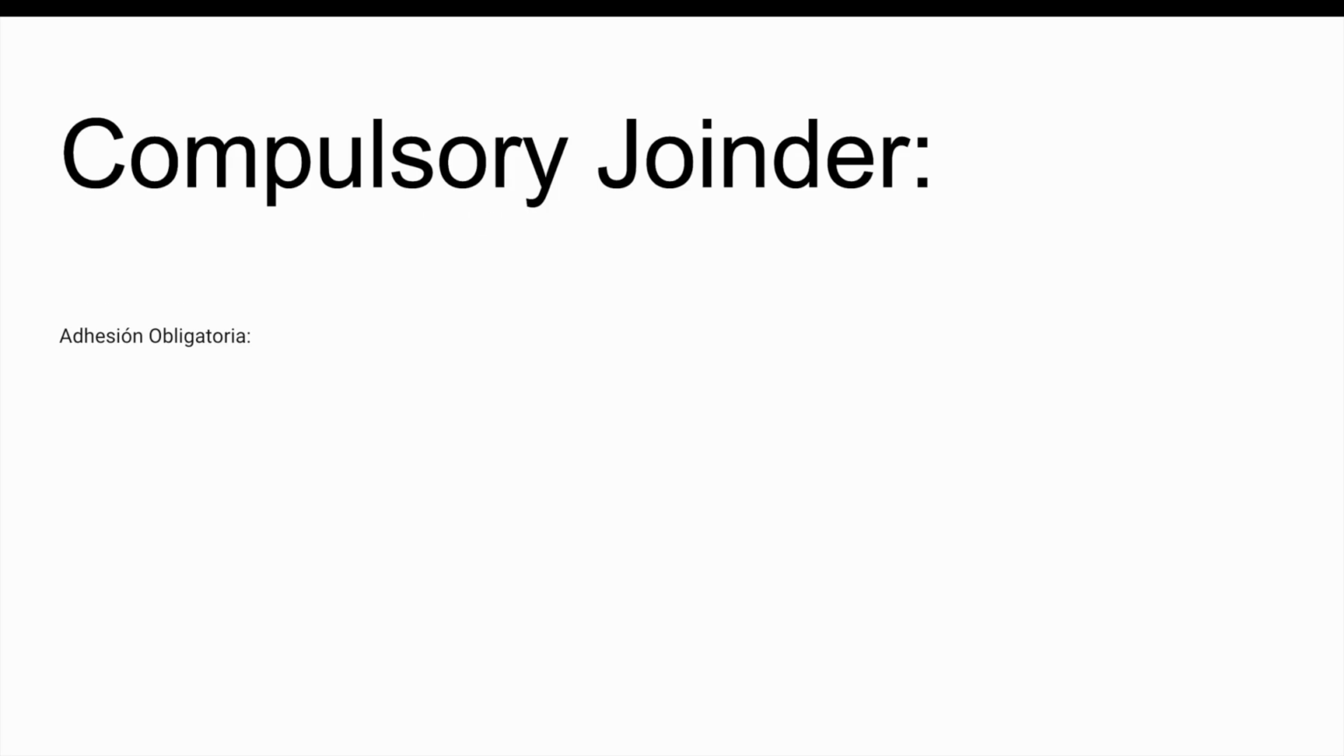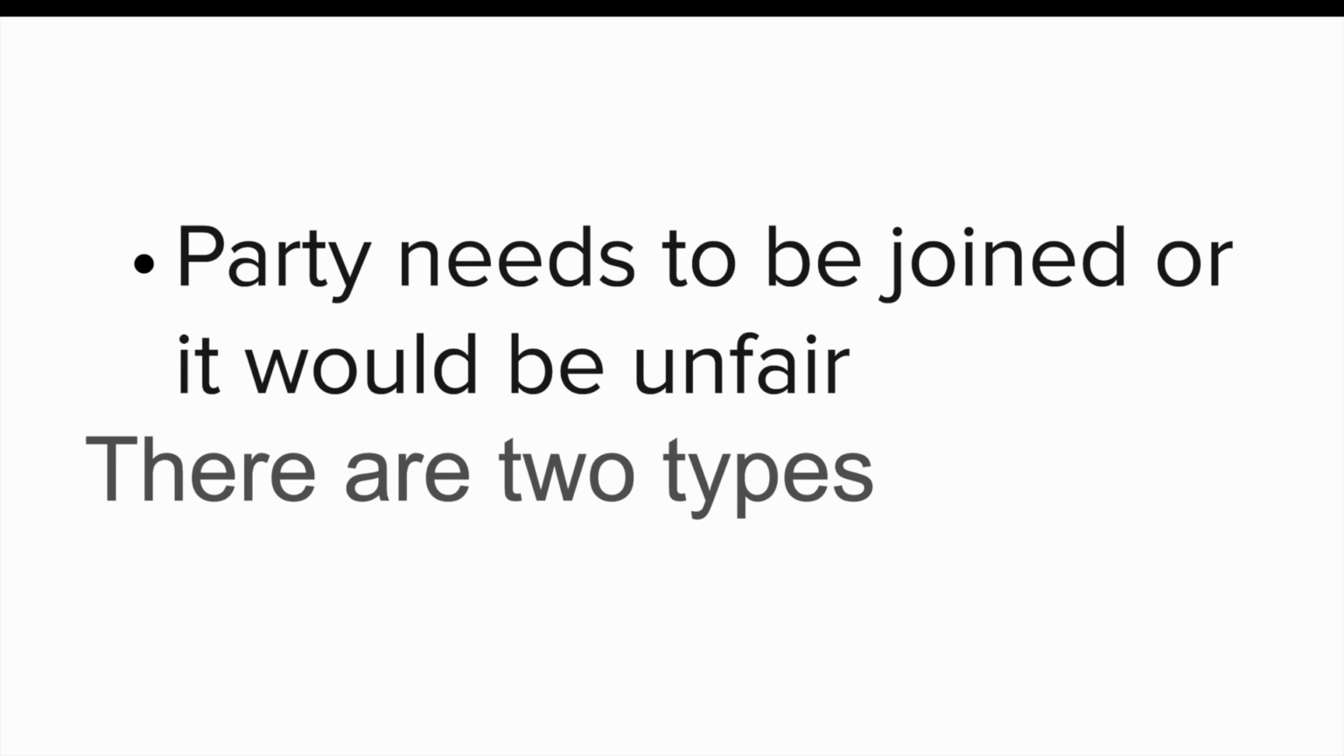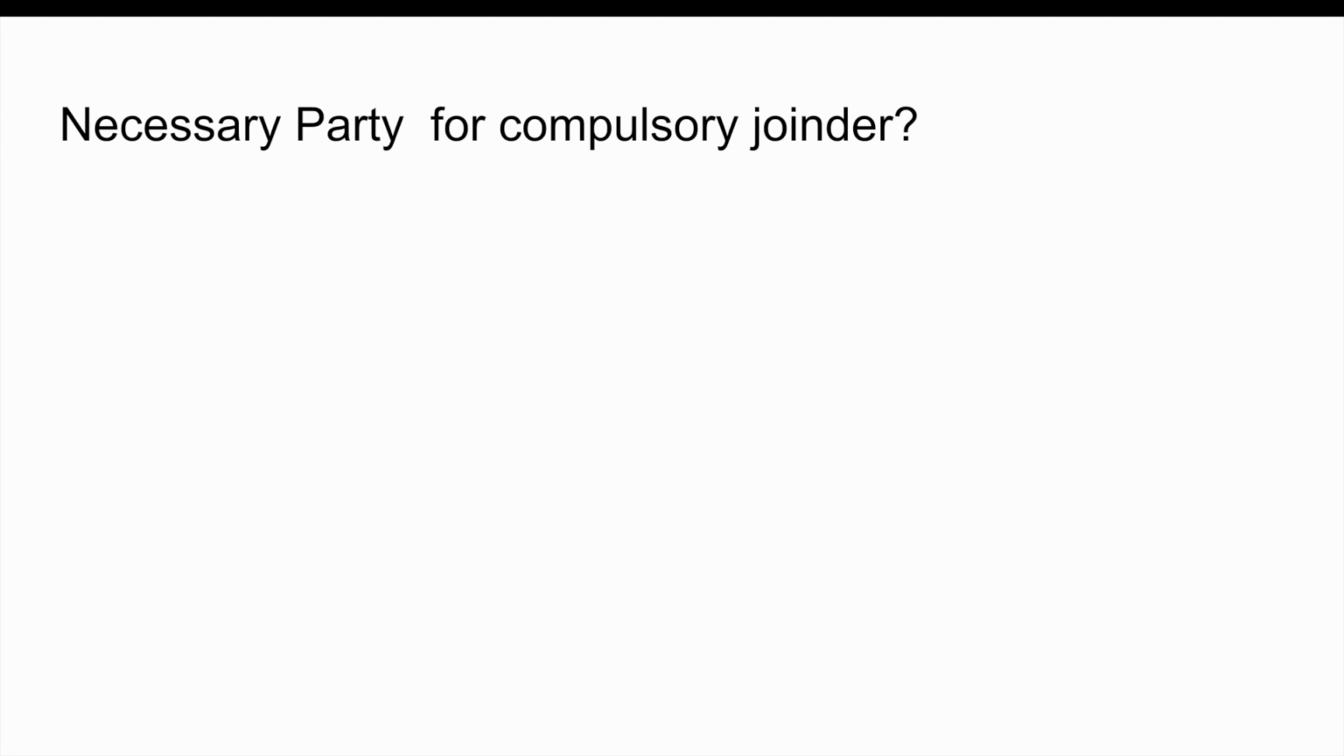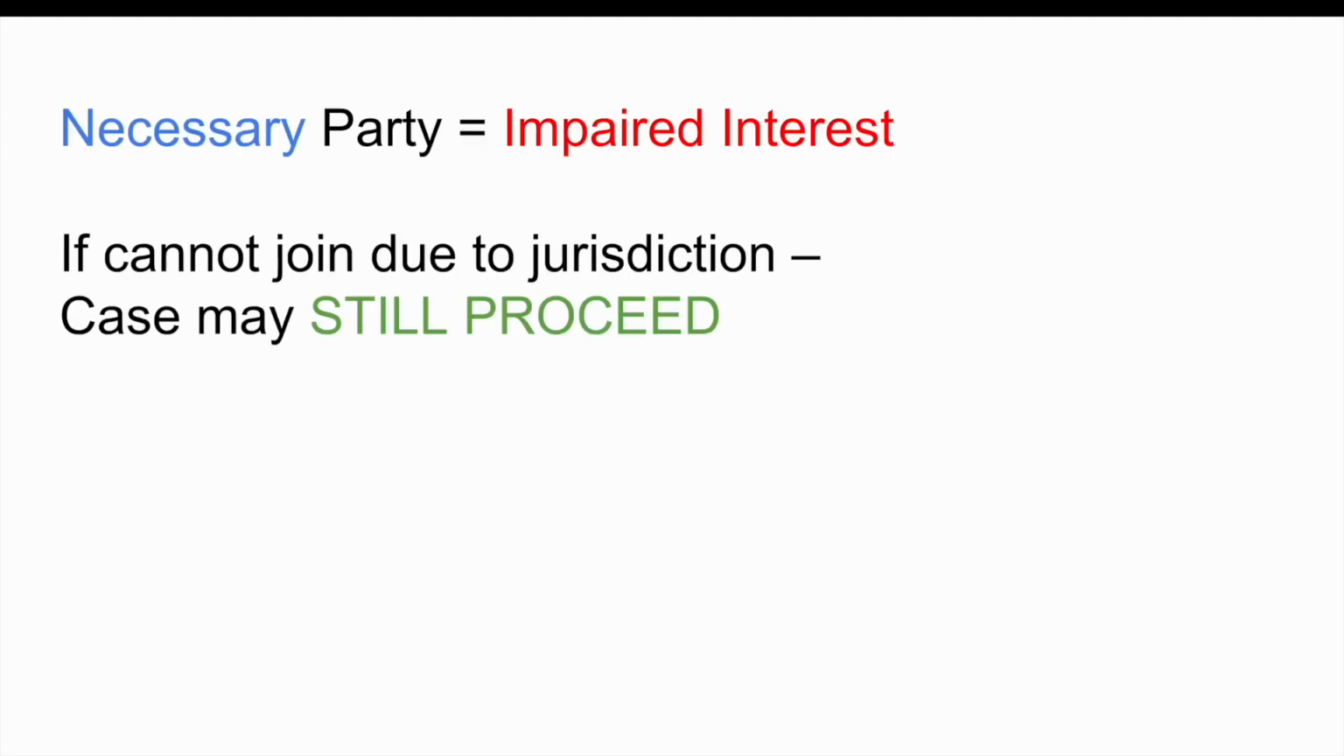Compulsory joinder, adhesión obligatoria. Compulsory joinder, la adhesión obligatoria. The party needs to be joined or it would be unfair. Necessary party for compulsory joinder, again, if there is an impaired interest. It cannot join due to jurisdiction. If it cannot join due to jurisdiction, the case may still proceed.